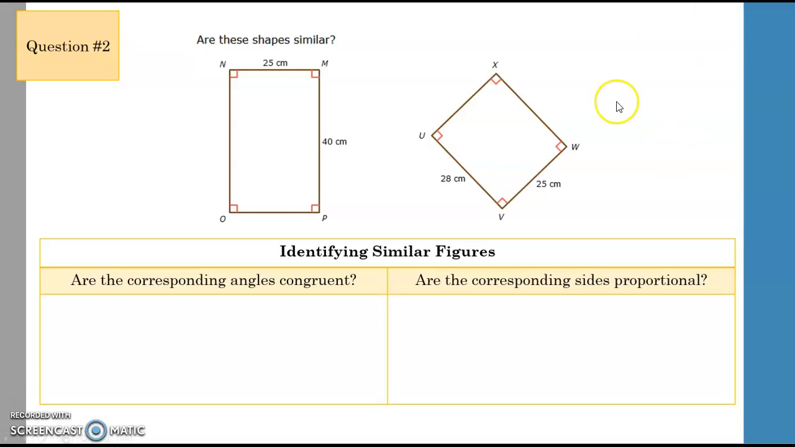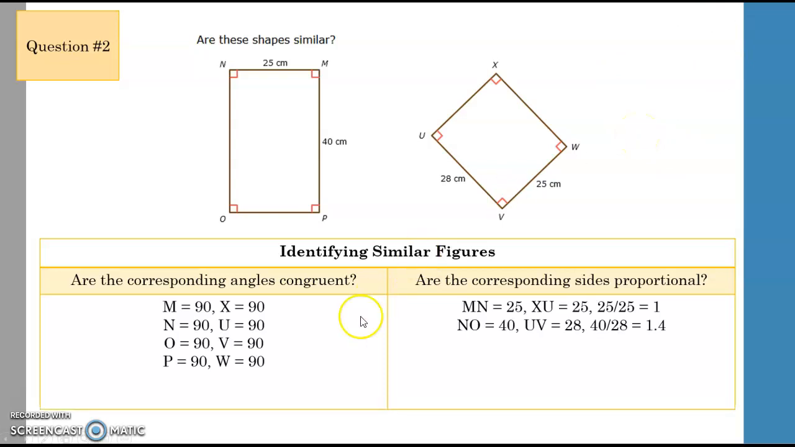All right, let's take a look at the answer for this one. Okay, so as you were hearing me say, all of the angles are 90 degrees in both of the figures. So the angles are definitely congruent. Are the corresponding sides proportional? They're not. And notice we only did 2 pairs of sides. As soon as you get 2 ratios that are different, you can stop right there. You know the answer is going to be no.